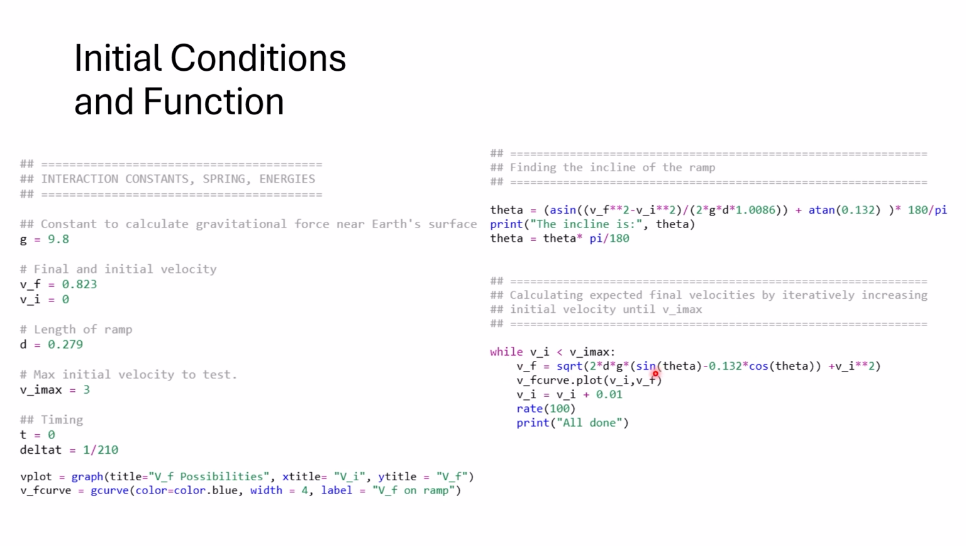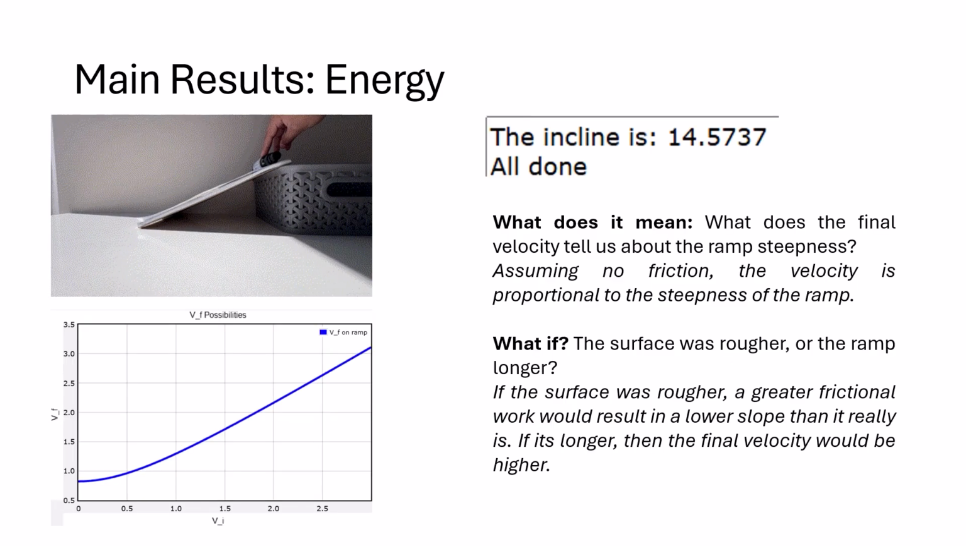I do V final equals that equation that we solved for before, while V initial is less than V initial max. So you give it a max V initial. And you want to say, I want to see the final velocity of my object going down this specific ramp that I solved for, with V initial being between 0 and like 5 meters per second. And you'll see a whole graph of possible V finals that you can accurately predict.